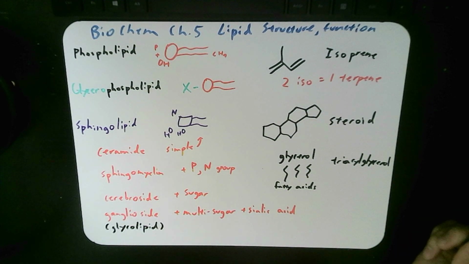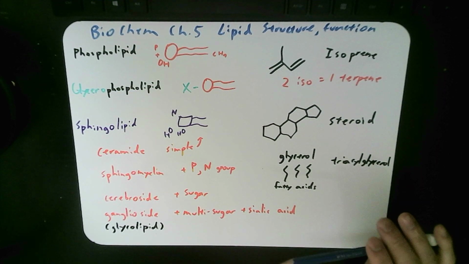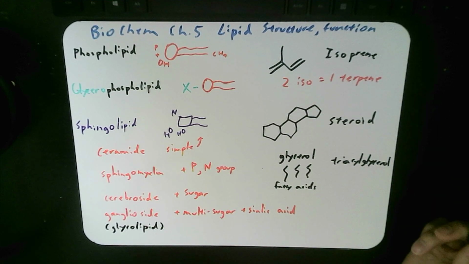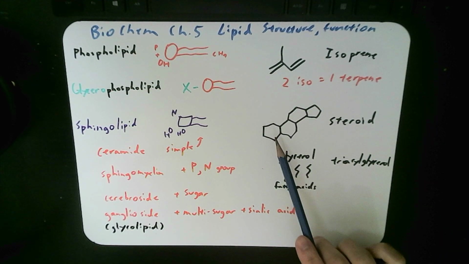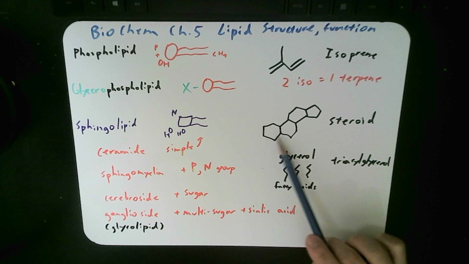Steroids are important, found in cholesterol, right? They help stabilize the fluid membrane, and they are also used as anabolic steroids to help with muscle growth. The notable thing is 3 6-member rings plus 1 more 5-member ring. That's a general steroid.